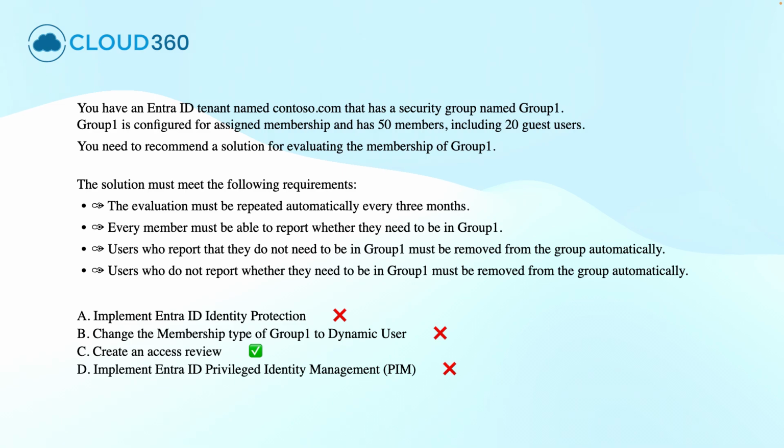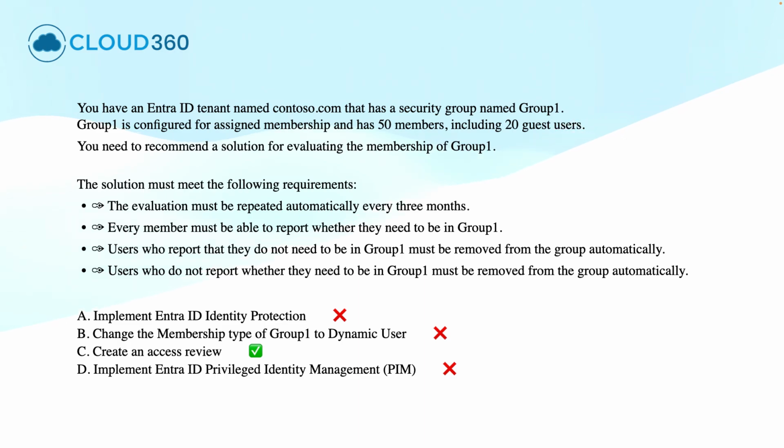Next question is that you have an Entra tenant named contoso.com that has a security group named Group 1. Group 1 is configured for assigned membership and has 50 members, including 20 guest users in it. You need to recommend a solution for evaluating the membership of Group 1. The solution must meet the following requirements. Number 1, the evaluation must be repeated automatically every 3 months. Every member must be able to report whether they need to be in Group 1.